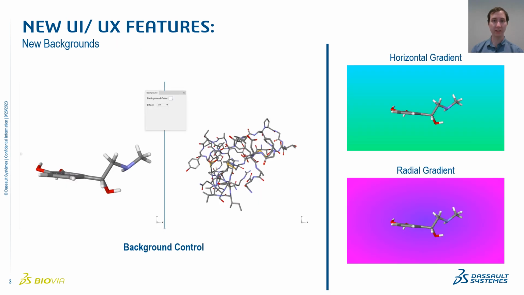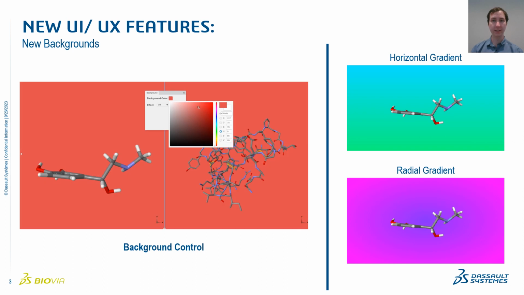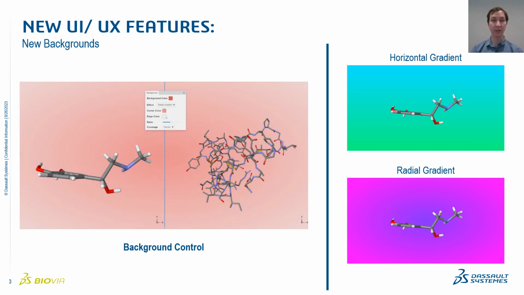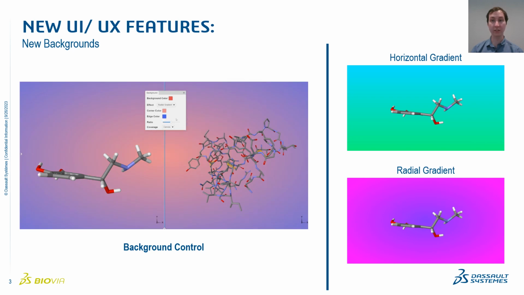New background color options were also added. The option of a horizontal gradient and a radial gradient were added along with different options to control the colors of these gradients. You can control the two colors in the gradient along with the ratio of the two colors to give you many possible unique gradients.